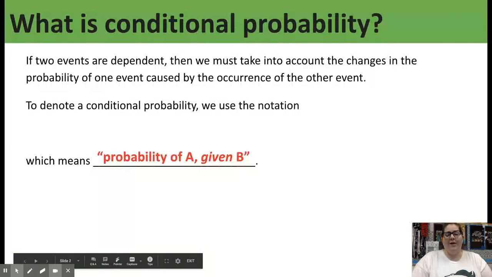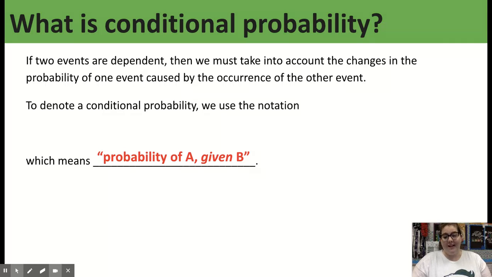So first let's look at what is conditional probability. What do we mean by that? So if two events are dependent, meaning that they affect each other, we have to take into account the changes in the probability of one event caused by the occurrence of the other event.